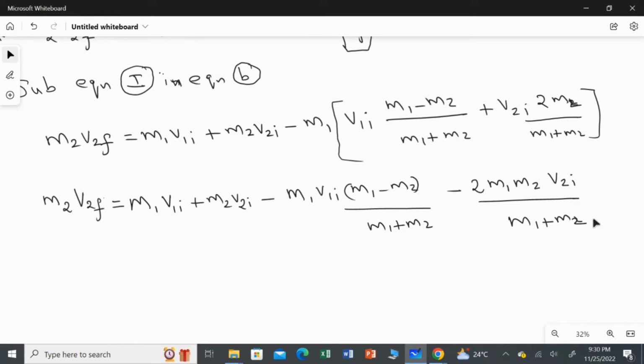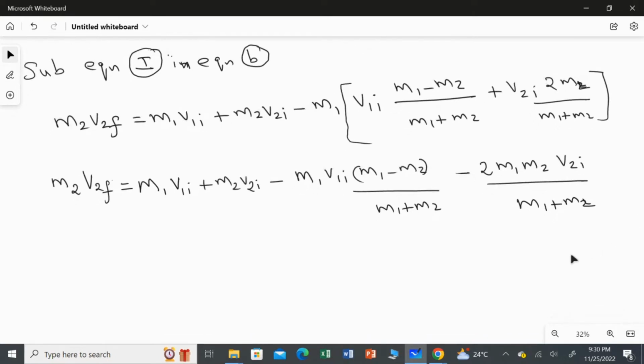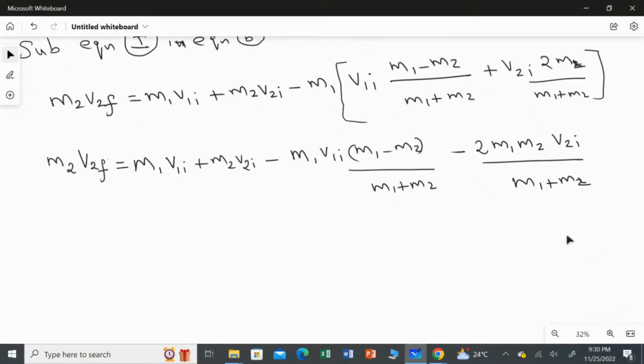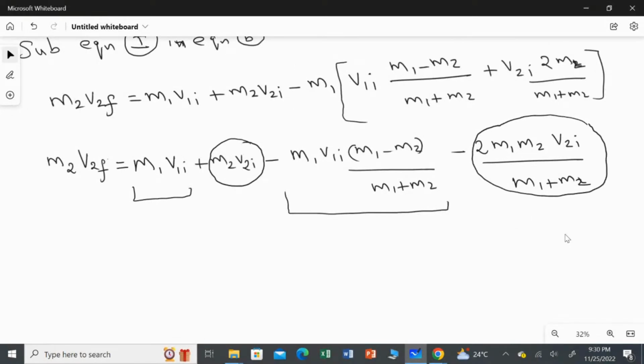Now what I'm going to do, I'm going to separate the left hand side. I'm not going to touch anything right now. So I'm going to deal with the right hand side. So I'm going to take this term. Why? Because I'm going to take V1 initial as a common term. And here for these two terms, I'm going to take V2 initial as a common term, right? Understand? It's very easy. So let's separate each other.